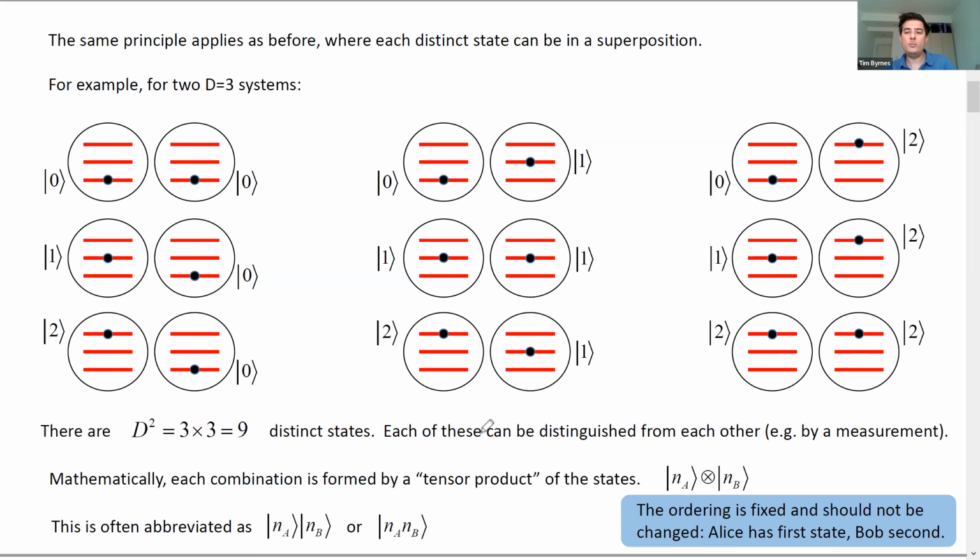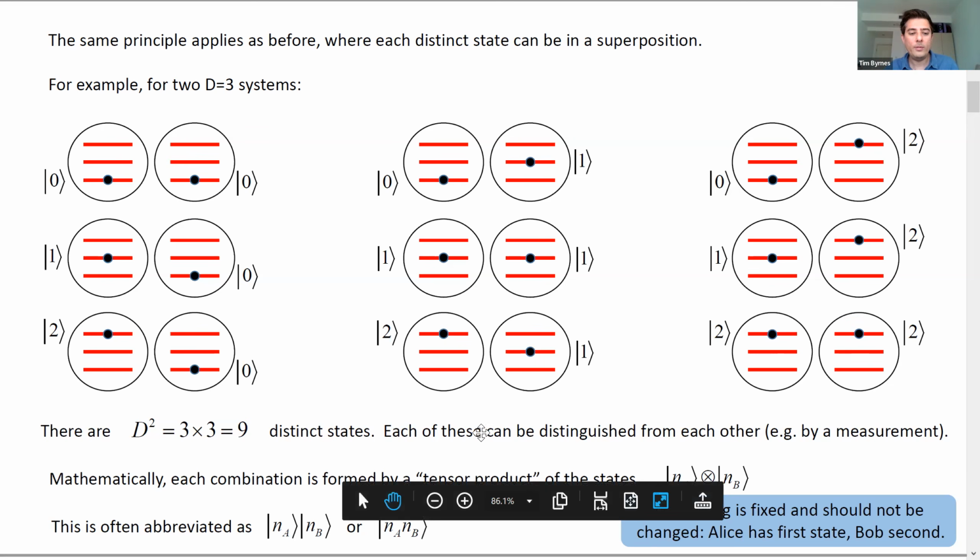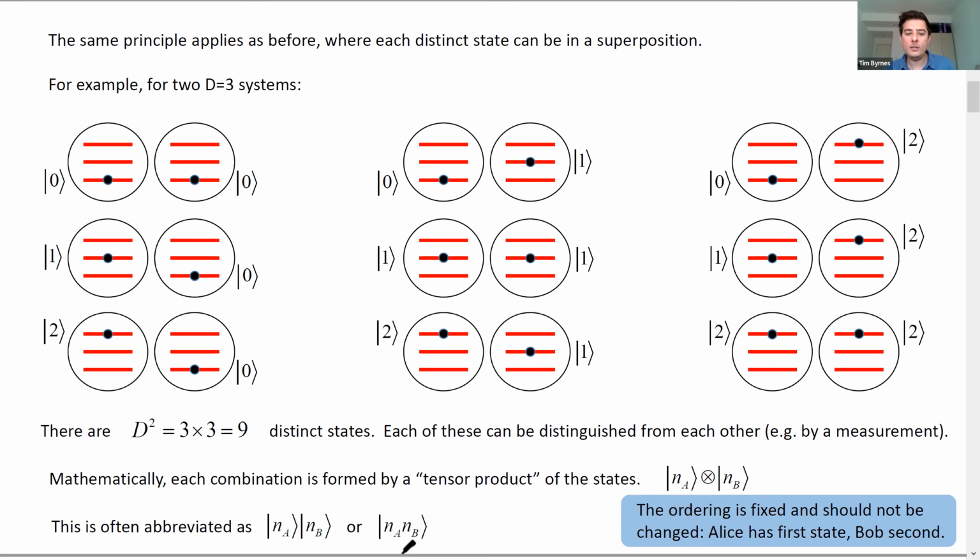When we do quantum mechanics, we always have to write down all the different distinct states that we have, right? So these are all distinct states. So in this composite system, we've got effectively a 9-level system, because there are 3 times 3 combinations of different distinct states. And each of these is distinct in the sense that they can be distinguished from each other.